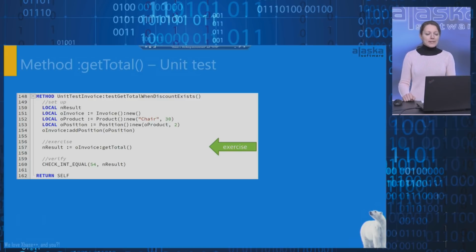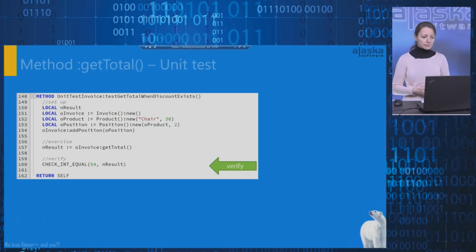In the phase exercise, I call the method getTotal. And in the last phase, verify, I check with the verification call, checked integer equal, that the expected result, 54, is equal to the returned result from the method getTotal. If they are equal, the test passes. If not, the test fails.